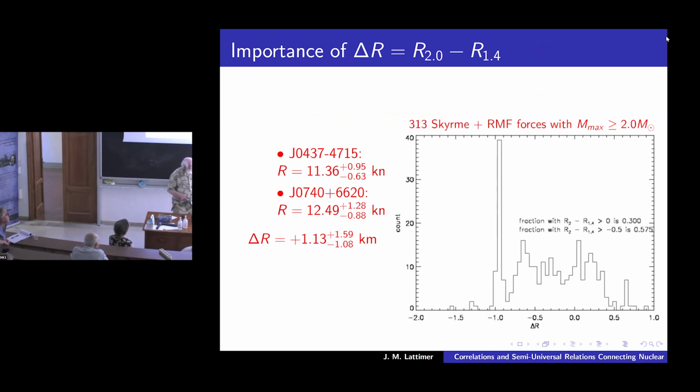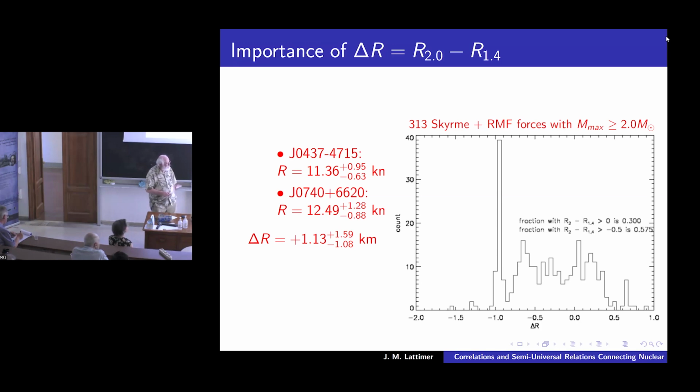I just wanted to finish with the important point about the difference between the radii of 2 and 1.4 solar mass stars. At present, with these 2 measurements, it seems to be positive. The mean value is 1.1, but there's a 1.5 kilometer uncertainty in it, so it still could be negative. But here is a sample of 313 Skyrme and relativistic mean field forces that are constrained to produce stars with at least 2 solar masses at the maximum mass. And you can see here that this histogram shows what delta R is for each of those equations of state.